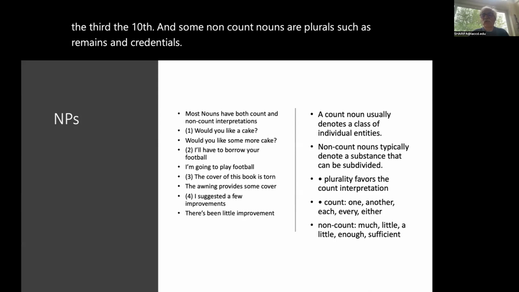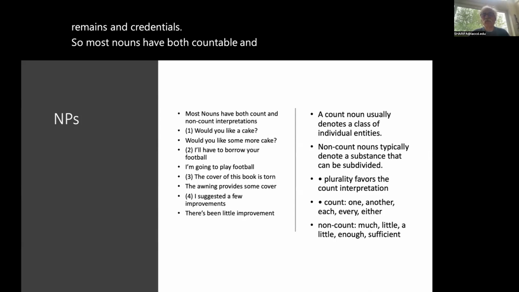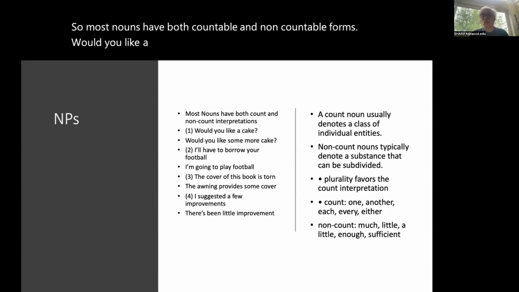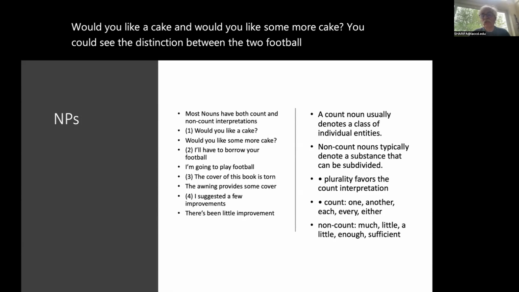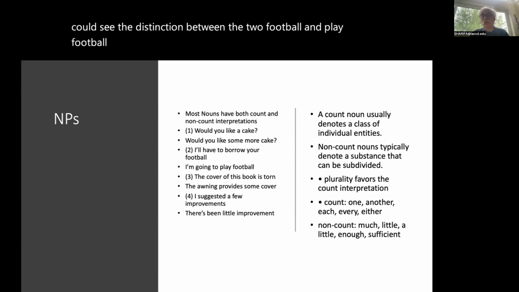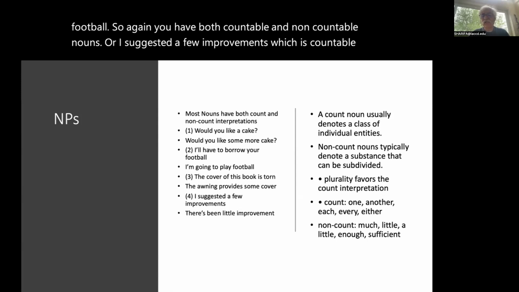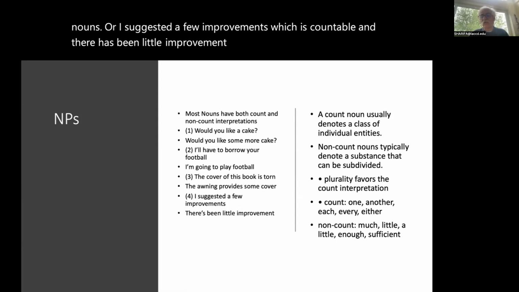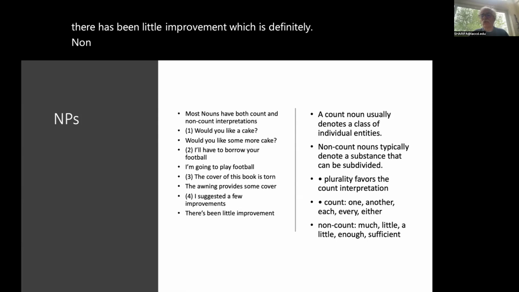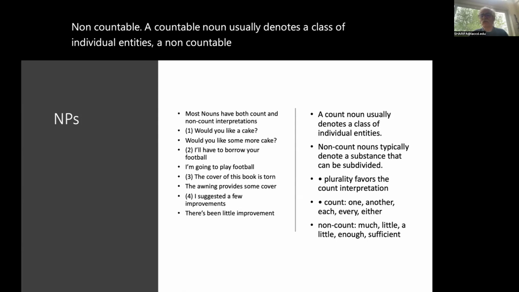So most nouns have both countable and non-countable forms. Would you like a cake? And would you like some more cake? You could see the distinction between the two, a football and play football. So again, you have both countable and non-countable nouns, or I suggested a few improvements, which is countable, and there has been little improvement, which is definitely non-countable. A countable noun usually denotes a class of individual entities, and non-countable nouns typically denote a substance that can be subdivided.